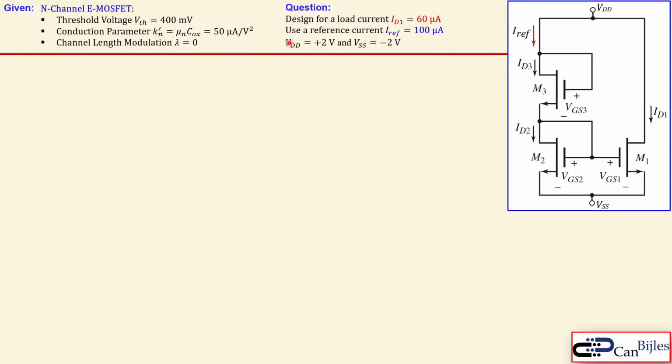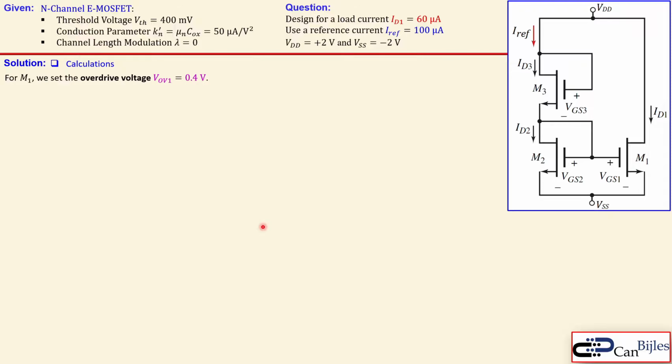The design question is the following. We need to design for a load current, which is ID1, of 60 microamps, and we need to use a reference current of 100 microamps, which is here. So we don't place here an ideal current source or any resistor to create that, so there will be only these 3 transistors. And we have VDD and VSS of 2 volts and minus 2 volts here. So how do we design this circuit using this information? Let's look at the solutions.